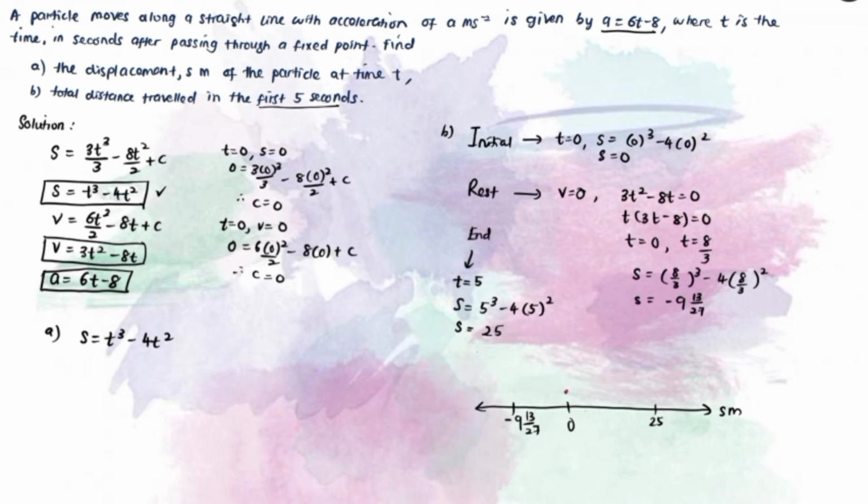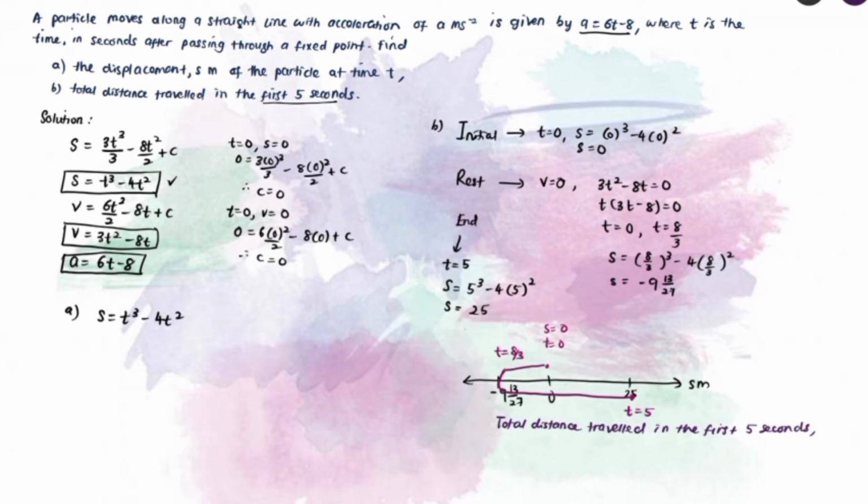t is equal to 0, S equal to 0. At t is equal to 0, the particle is at the fixed point O. At t is equal to 8 over 3 seconds, the particle is located 9 13 over 27 meter from the fixed point O before changing its direction. At t equal to 5, the particle moves to the right, 25 meter from the fixed point.